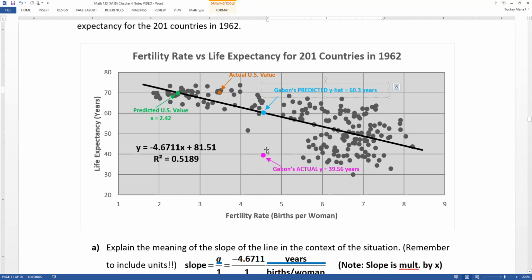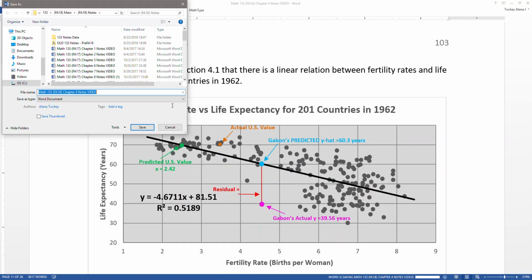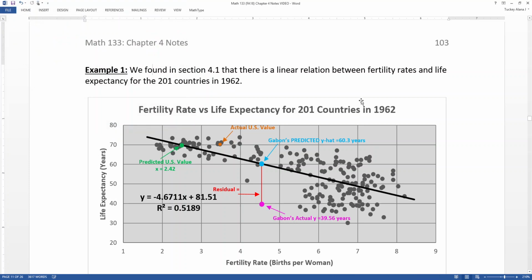The residual is the error. It's how off these two are. How far apart are they? So what we're looking for is the vertical distance between those two dots. So we need to be able to find this vertical distance between the 2 points right there.